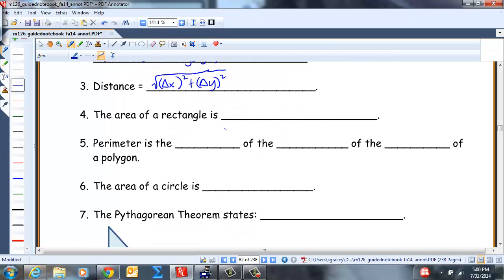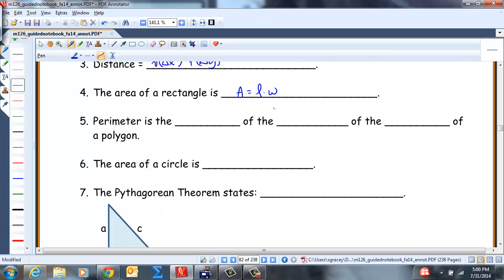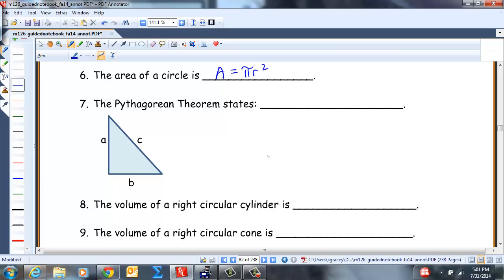The area of a rectangle, good. The area equals length times width, or base times height if you prefer. Perimeter is the sum of the lengths of the sides of a polygon. And the area of a circle is area equals pi r squared. Pythagorean theorem states that the sum of the squares of the sides equals the square of the hypotenuse. So in this model, we'd have a squared plus b squared equals c squared.